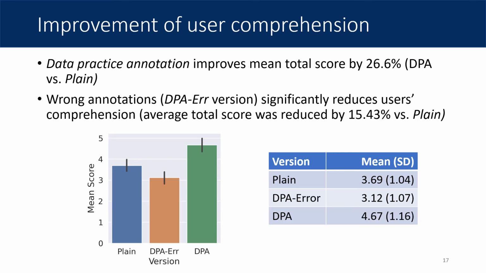On the other hand, wrong annotations, or the DPA error version, significantly reduce the users' comprehension. The average total score was reduced by 15.43% compared to the plain configuration, from the 3.69 to 3.12 average score.